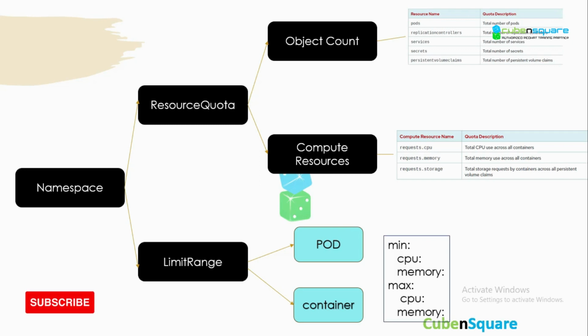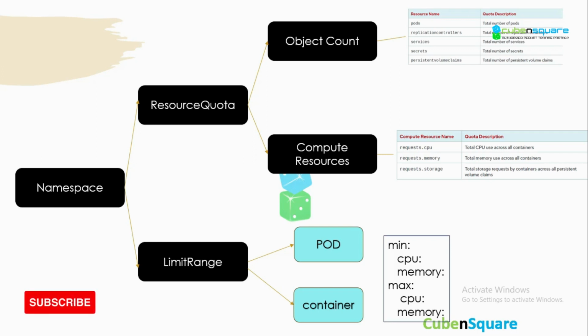Means when I create a dev namespace and give it to a development team, I'm also making sure that I'm setting up a resource quota and saying that, hey team, you can create this many number of pods, replication controllers, services, secrets, so we are setting up restrictions for the object count. And then the compute resources means for your entire namespace, I am allocating this much amount of CPU, memory, and storage. So how does a Kubernetes admin decide how much amount of CPU, memory, and storage has to be given?